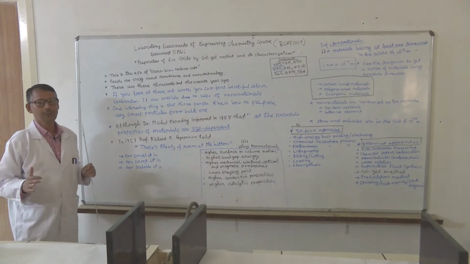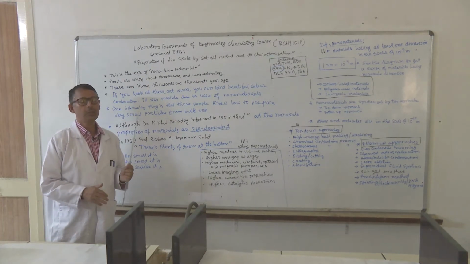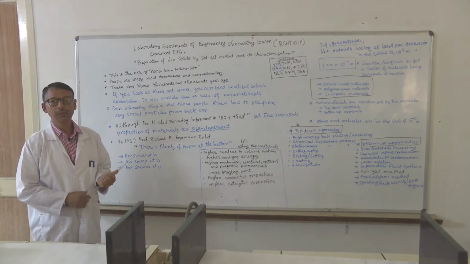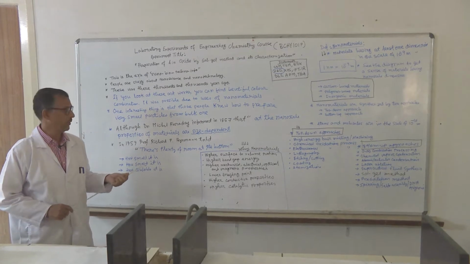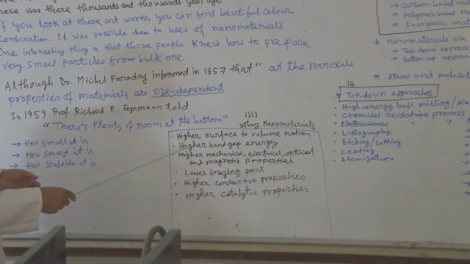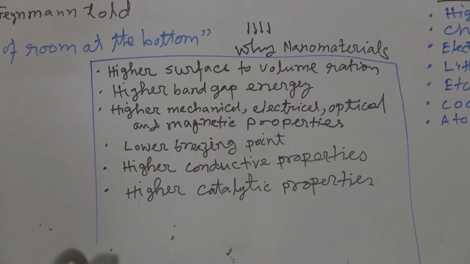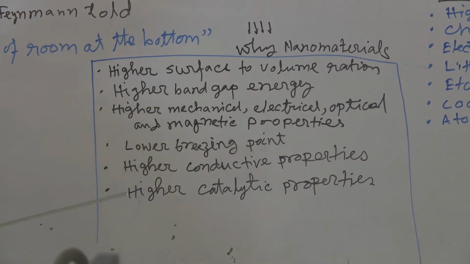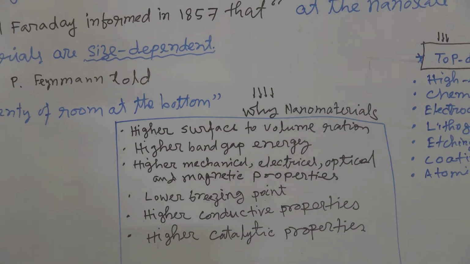Now the question is, why are we looking for nanomaterials? When you are preparing nanomaterials or reducing the size of the materials, we can get different types of improvement in their properties like higher surface to volume ratio, higher band gap energy, higher mechanical, electrical, optical and magnetic properties, lower freezing point, higher conduction properties, higher catalytic properties. Due to these different improvements in properties, we are crazy about nanomaterials.